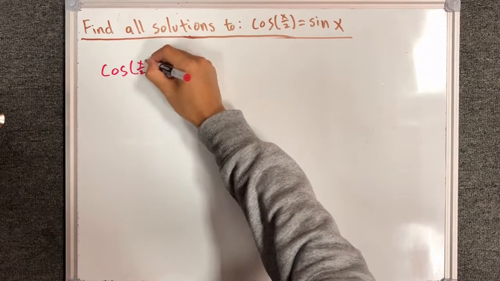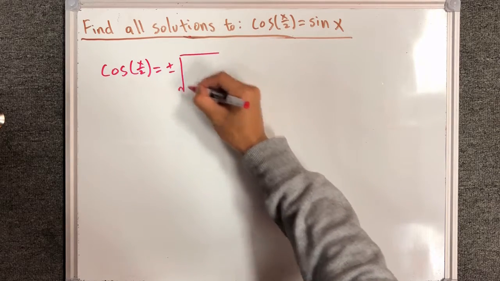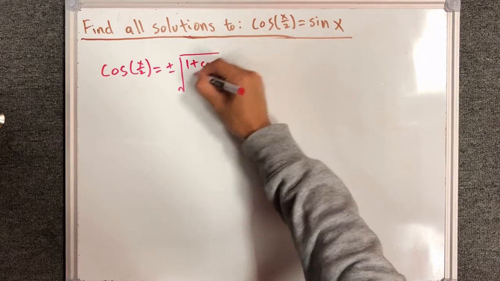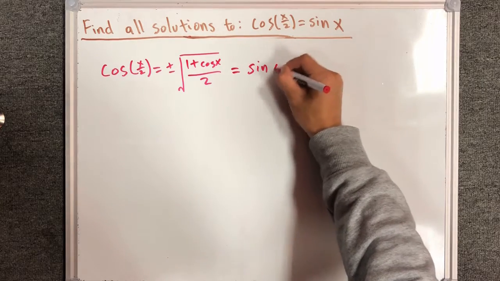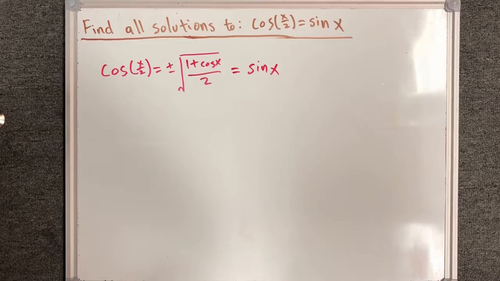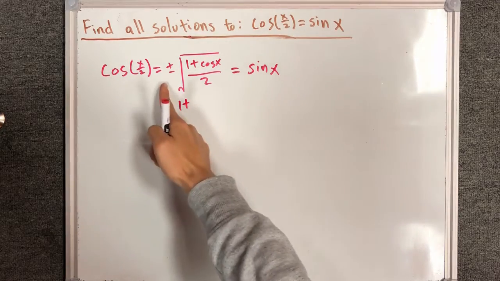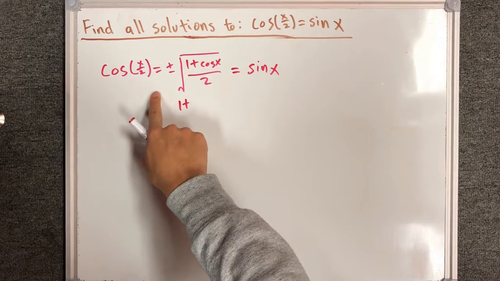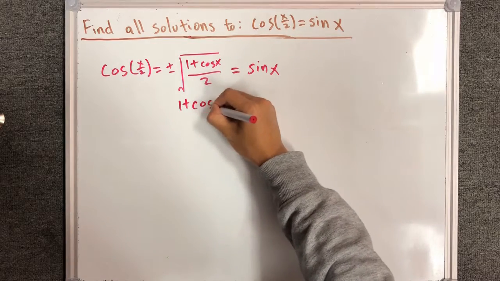Cosine of x over 2 will be plus or minus the square root of (1 plus cos x) over 2. And we wish for this to be equal to sine of x. I see the square root, so I will square both sides, and I can get rid of my plus or minus this way too. Now, we have to be careful of checking the signs later on, because there was a plus or minus here. So we'll deal with that later.